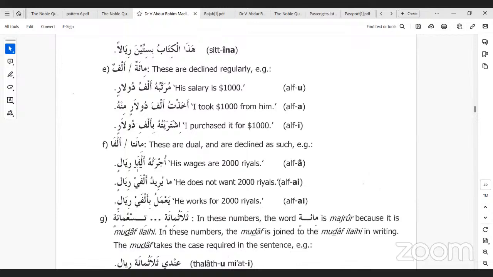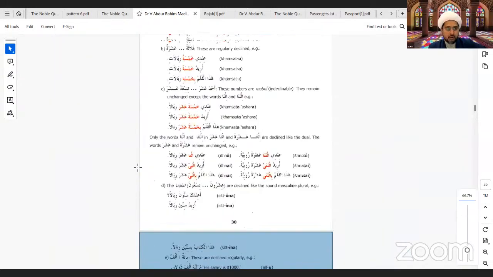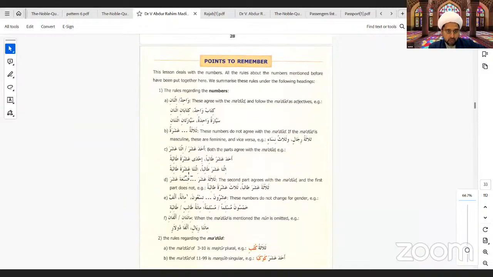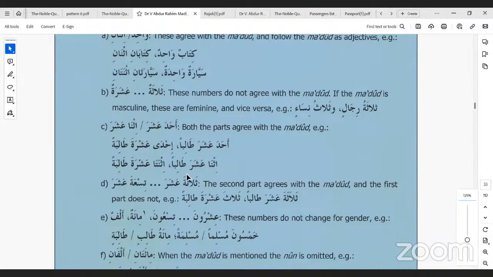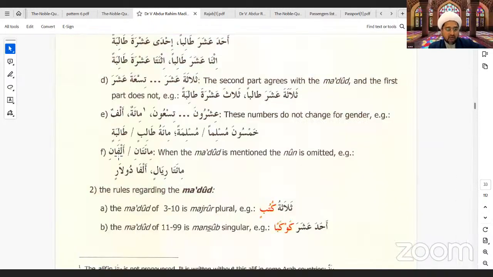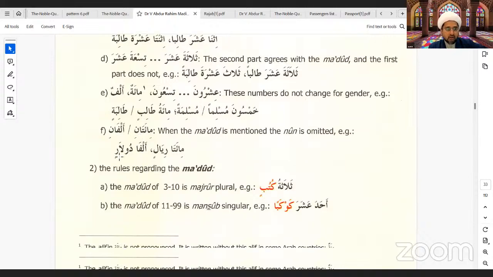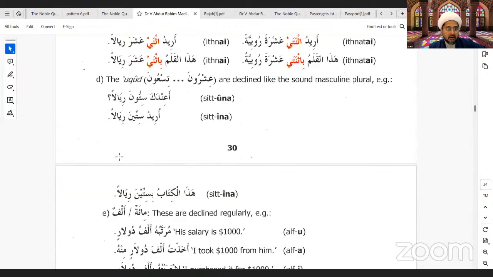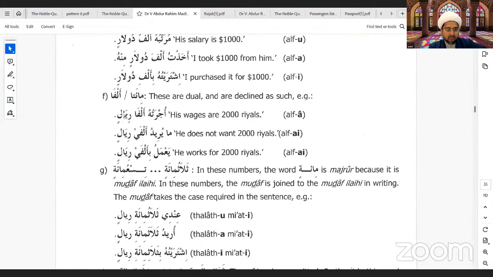Remember what we did on top, doctor. Over here, let me show you. This one here. The original word was mi'atan and alfan. Remember, mi'atan is 200. Alfani is 2000. So the noon has been dropped in point number F. Alfani was the original word, but because alfani is coming as mudaf, and there's a ruling that whenever any dual noun comes as mudaf, the noon gets dropped. So alfani riyalani has now become alfa riyalin.